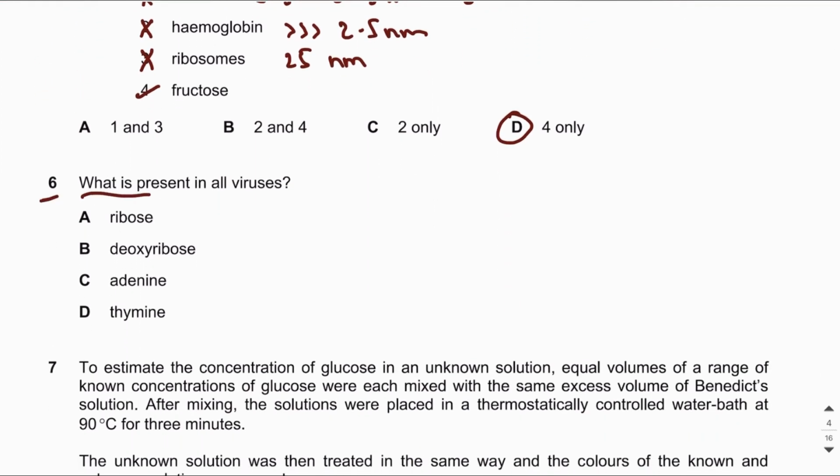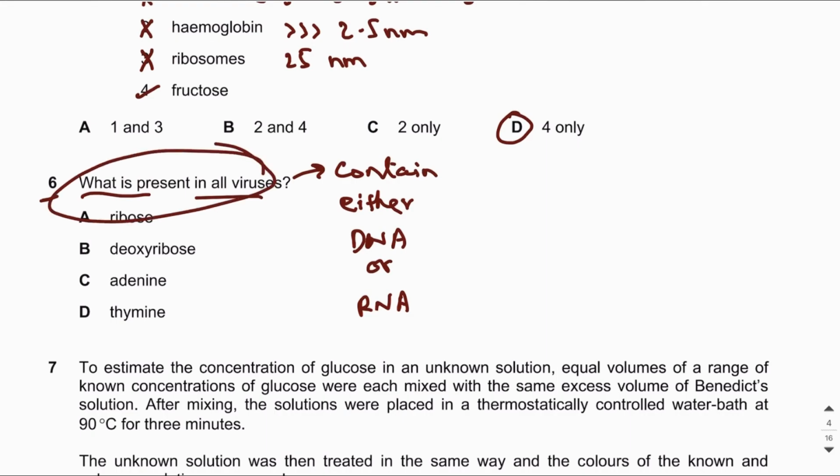MCQ number 6. What is present in all viruses? So guys, you need to know that viruses contain either DNA or RNA. They cannot contain both, right? So a virus could be a DNA virus or it could be an RNA virus. So if we talk about what is present in all viruses, ribose is not present in all viruses. It is only present in RNA viruses, right? Viruses which contain RNA will contain ribose. So ribose is not present in all the viruses. It is only present in RNA viruses.